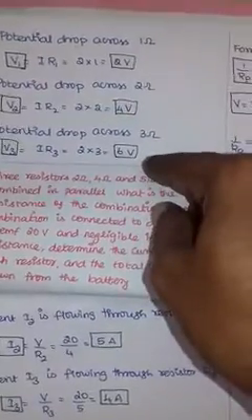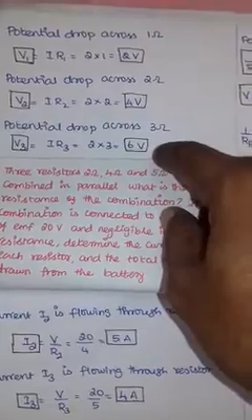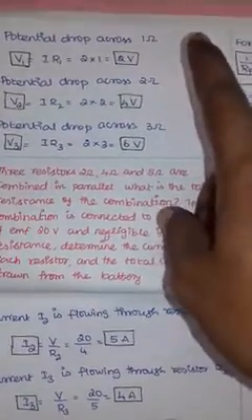If you add all together, 2 plus 4 plus 6, it will give 12 volt. That is the battery voltage they have given, right? Yes. So the problem is correct, as a check.